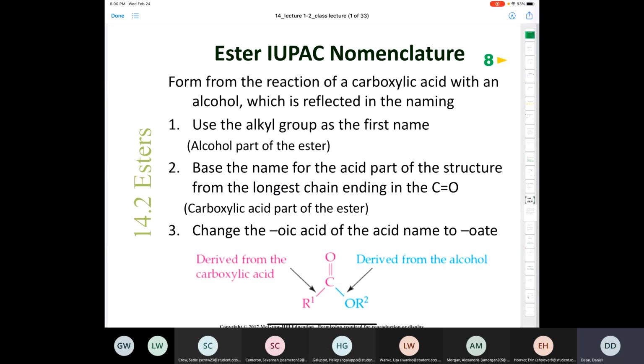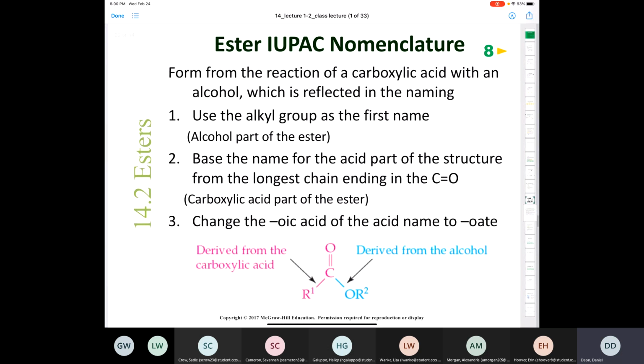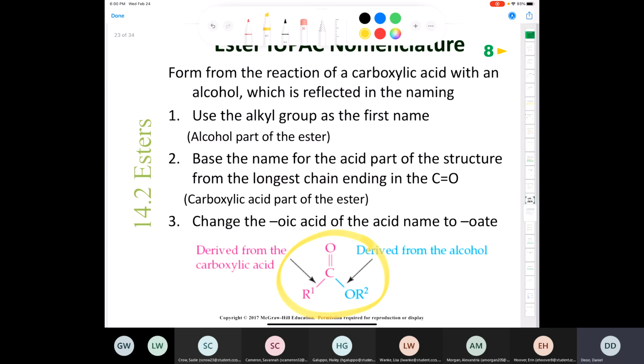You have to know how to name an ester. We saw some really interesting names on the last slide, and here's how you do it. Esters are formed from a reaction of a carboxylic acid and an alcohol, which is reflected in the naming. Here's a generic structure of an ester. Notice that there are two bonds between carbon and oxygen: a double bond and a single bond.